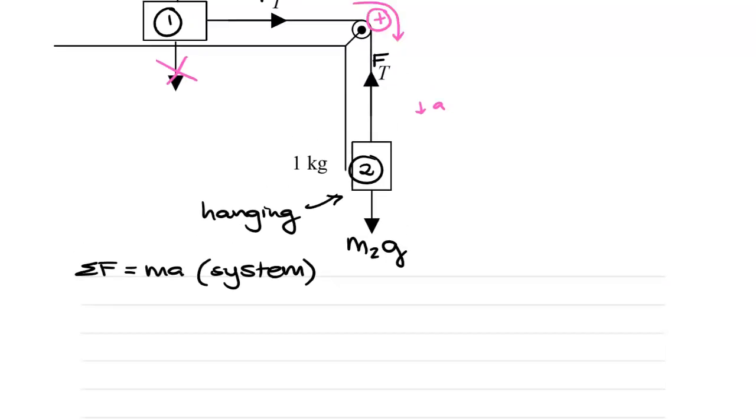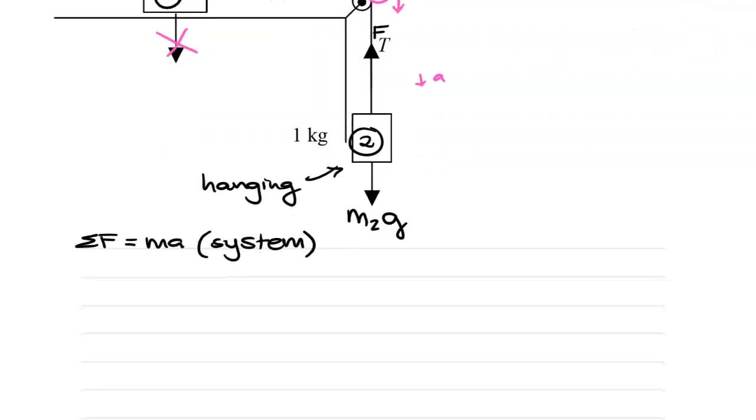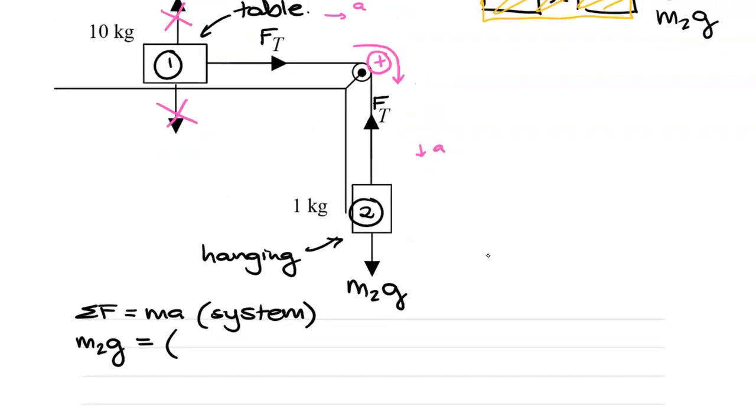So the only force that is acting that's not an internal force is that m2g. And that's going to equal the mass of the system. Now be very careful. It's a 10 kilogram and a 1 kilogram mass. I'm going to write that as m1 plus m2, times the acceleration a.